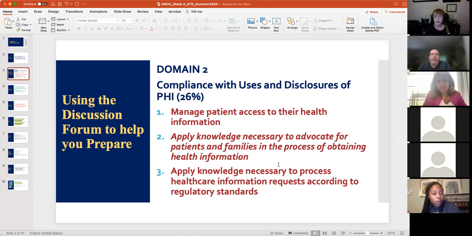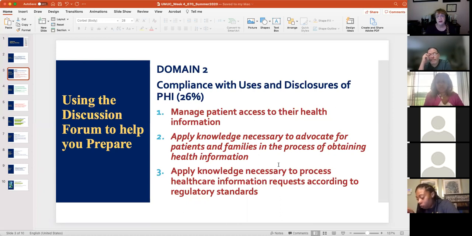Also, remember, HIPAA says patients are allowed access to their health information when they request it or through the patient portal, except psychiatric notes. And trust me when I tell you, it's the exceptions to the rules that are going to be on the test, right? Because that's the most fun part to write about. Okay. All right. So that's what that is about.